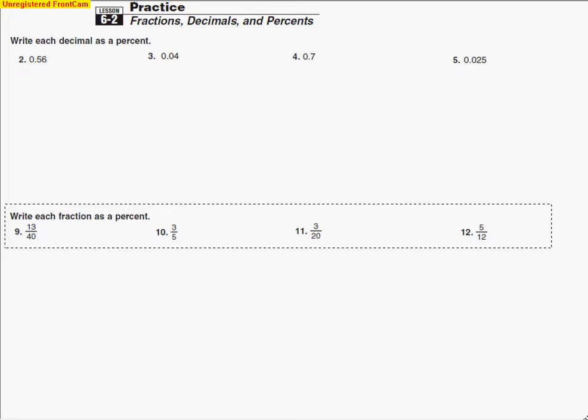In today's lesson, we are going to be dealing with fractions, decimals, and percents, and we're going to be relating them to one another. So the first set of directions asks us to write each decimal as a percent.